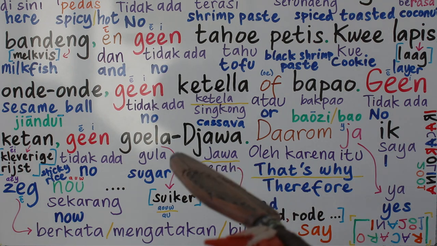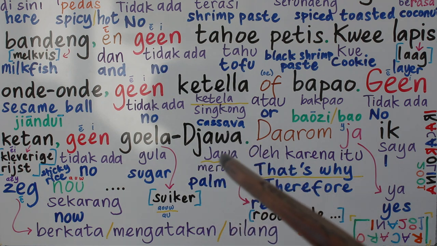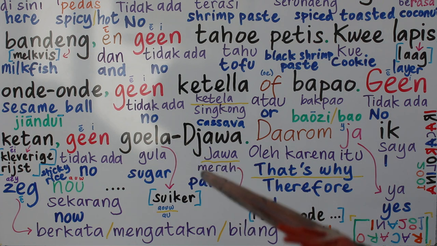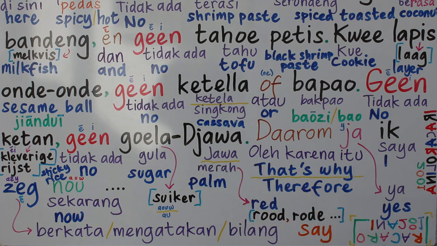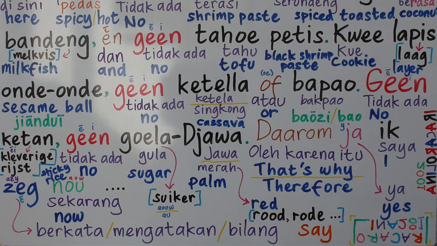And this, the D and J, or in English D and G, in Indonesian D, J, becomes J. And this is the old way to write it, and it is pronounced as Jawa. In Indonesian, Jawa, or in English, Java.